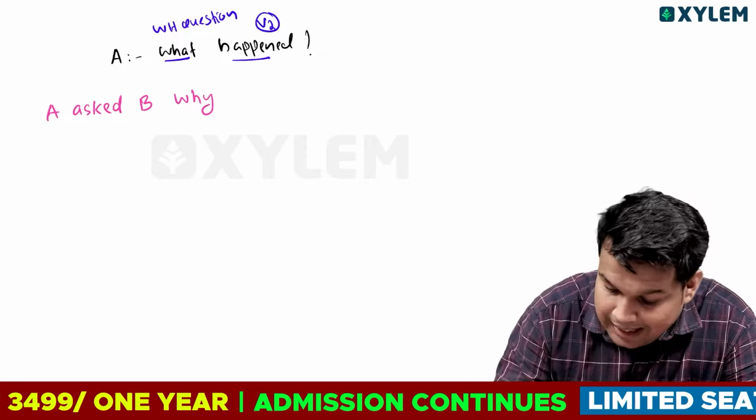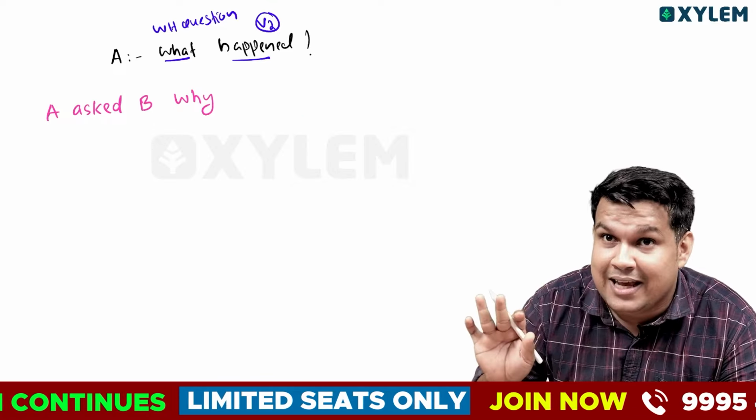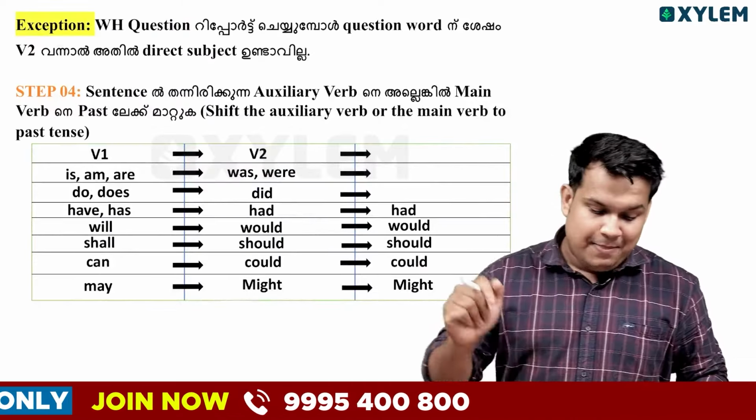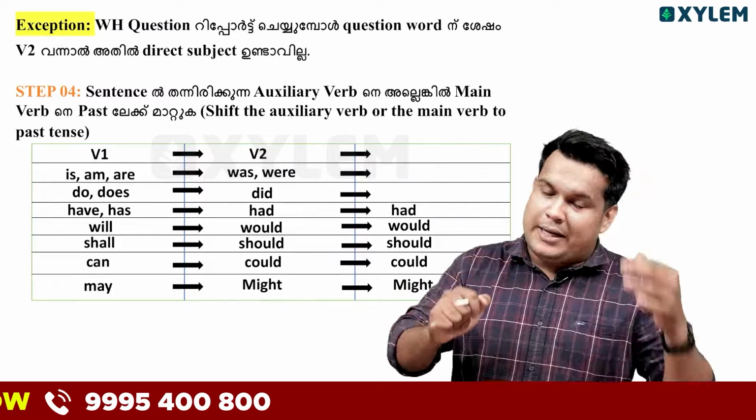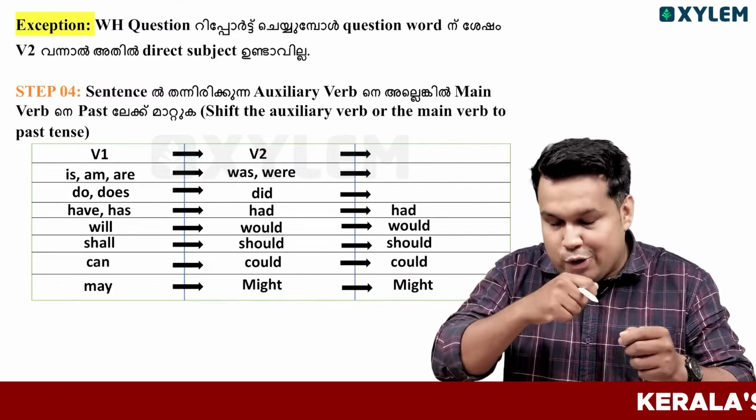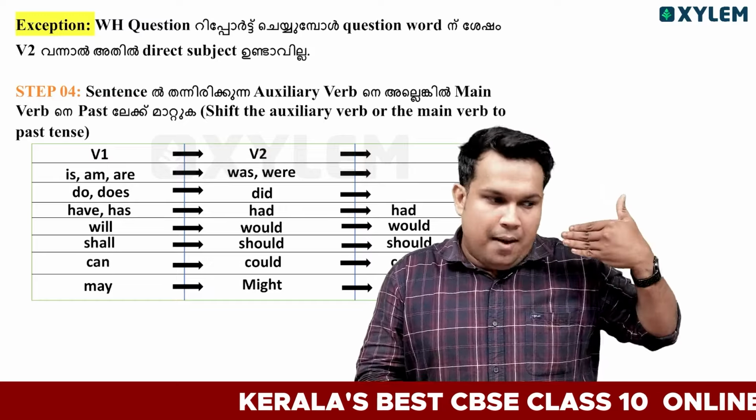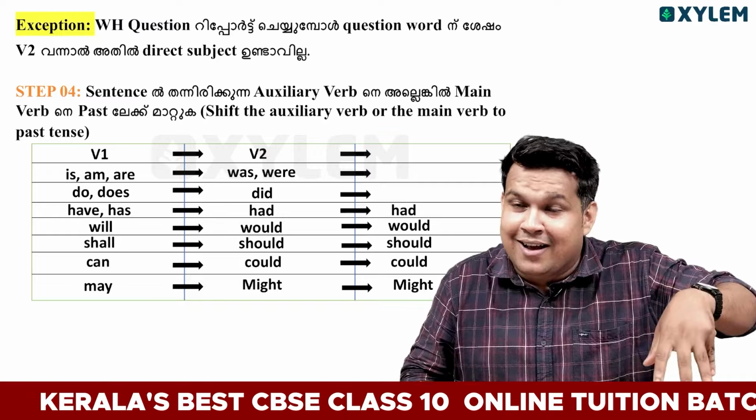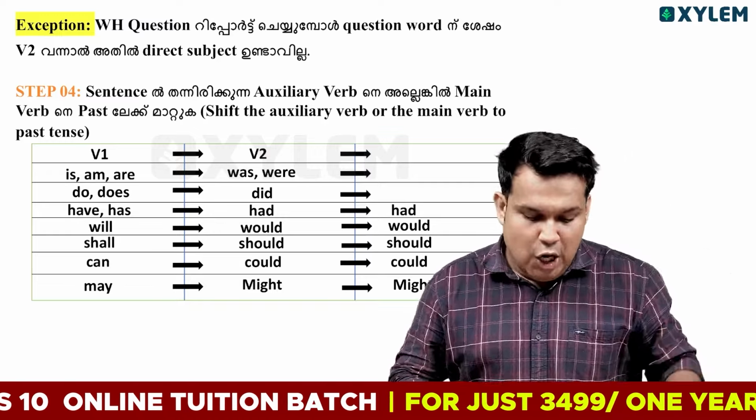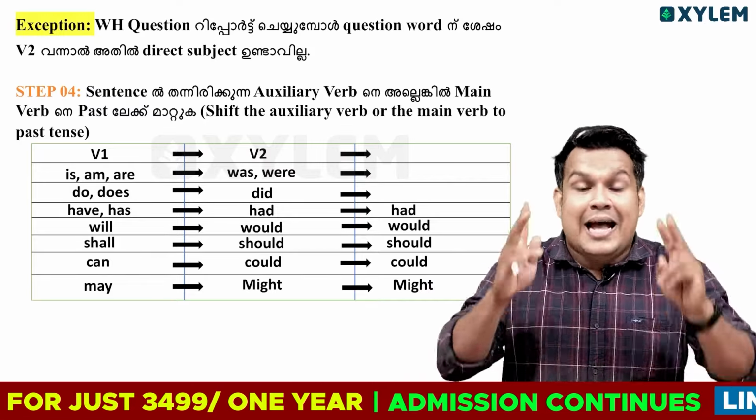So in order to get the answer, I'll go to the next step. So here step number 3 is irrelevant because there is no subject, right? So I believe that is clear. And step number 4, the most important step, you need to backshift the verb, you need to backshift the auxiliary verb or the main verb to past tense, because what you are reporting is already done. So that is something which has happened in the past, right? So you need to backshift the tense, backshift the verb, and there is a rule.